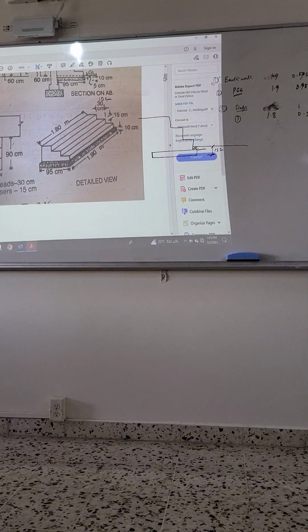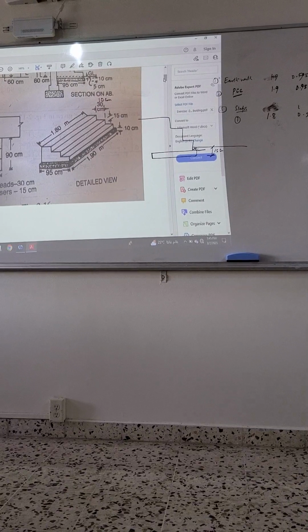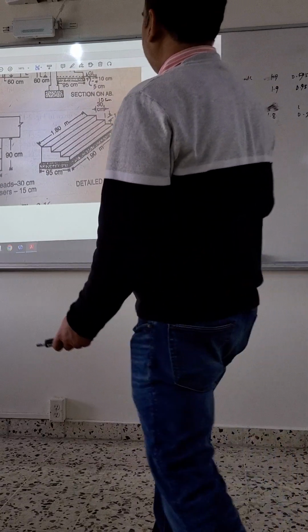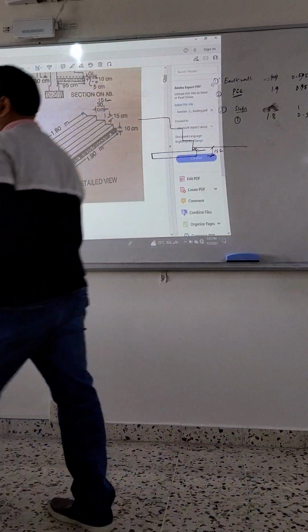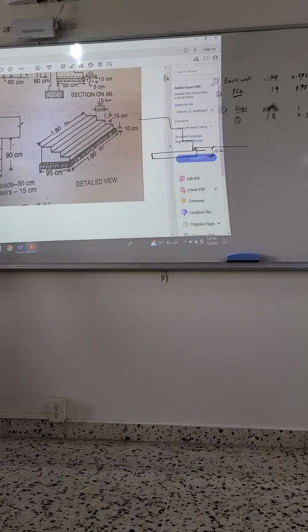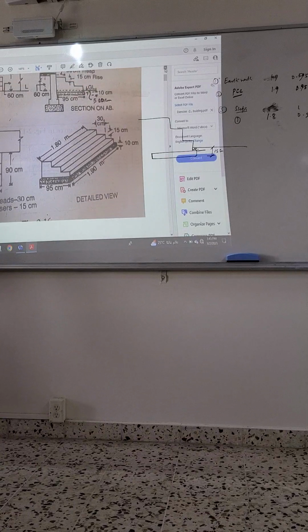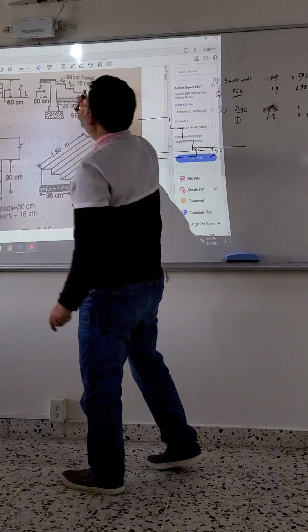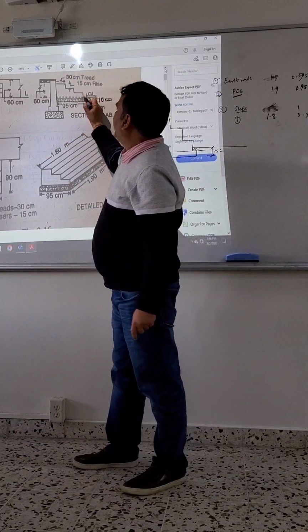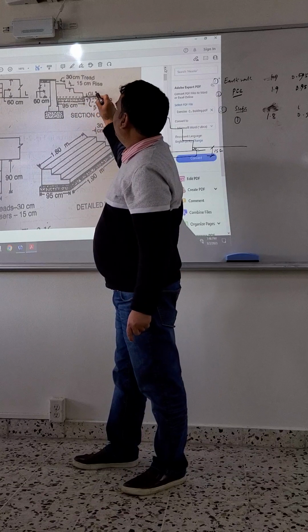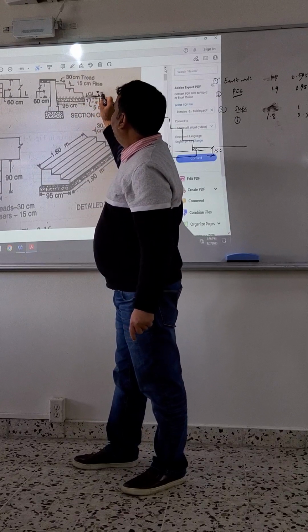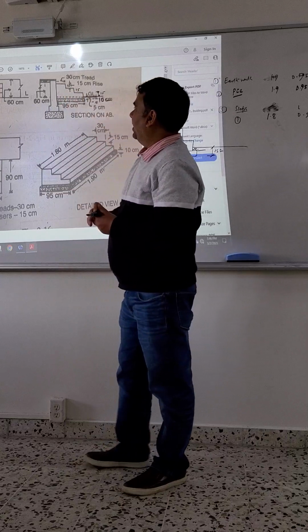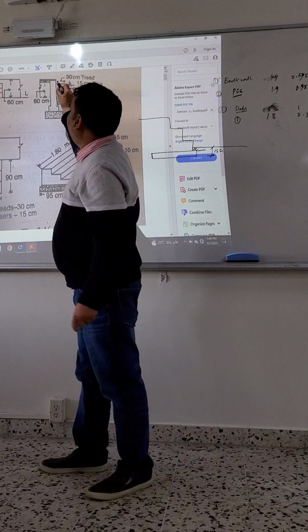Just see here. Why is it 0.2 here? What is the height? Because of the 50 centimeter rise. So the rise he calculated from here to here is 15. Here to here 15. Clear? And then this is also 15.